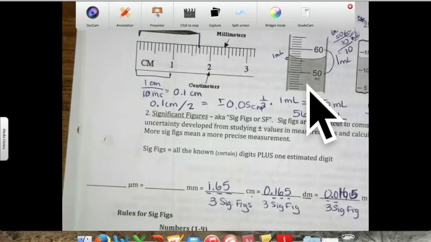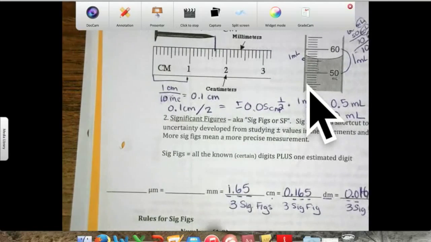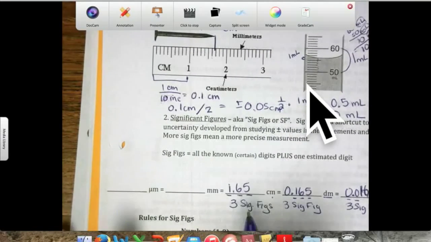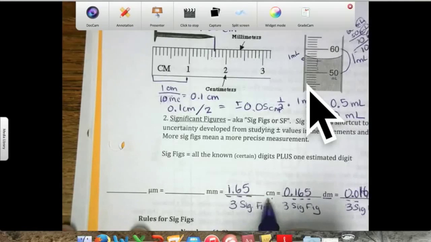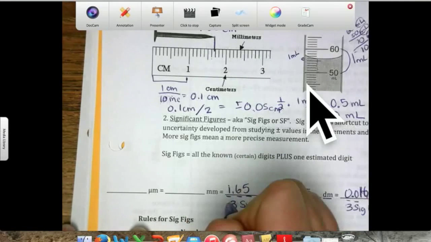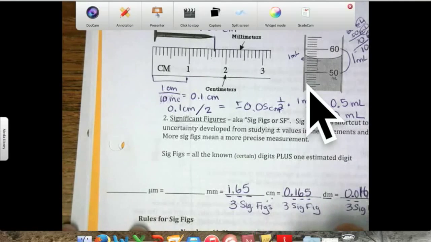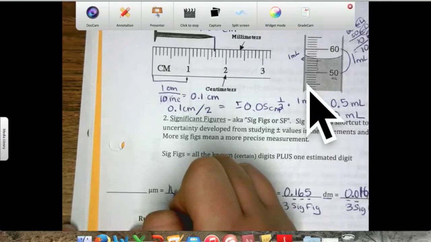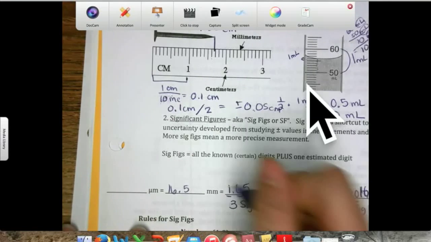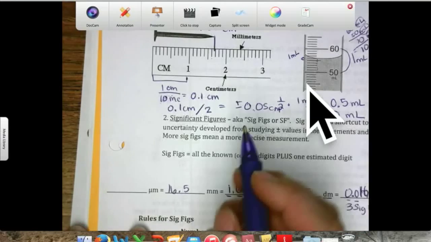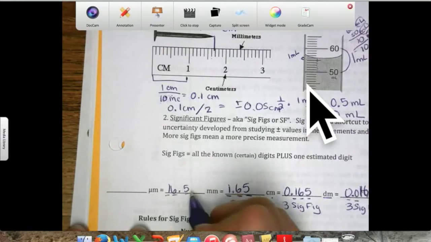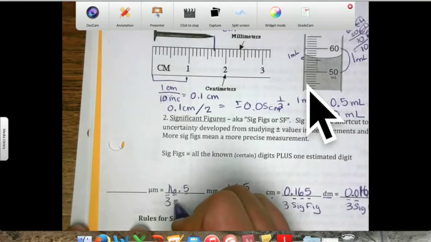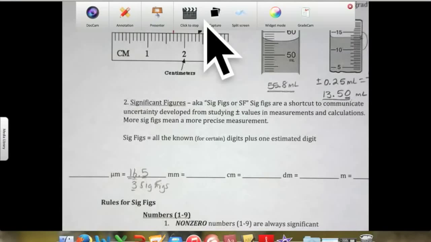Okay, now we're going to go back down. So this time we're going to go from centimeters to millimeters, so we're going to move the decimal in the opposite direction. So we're going to get 16.5 millimeters. And notice we still have 1, 2, 3 numbers that we measured here, and we're going to move it down to micrometers.